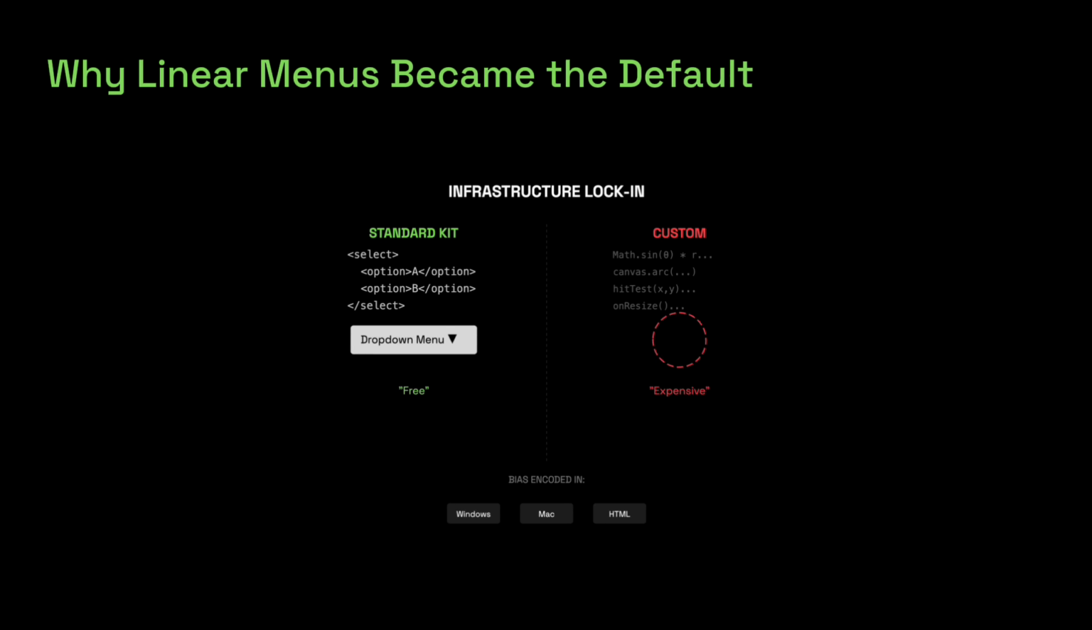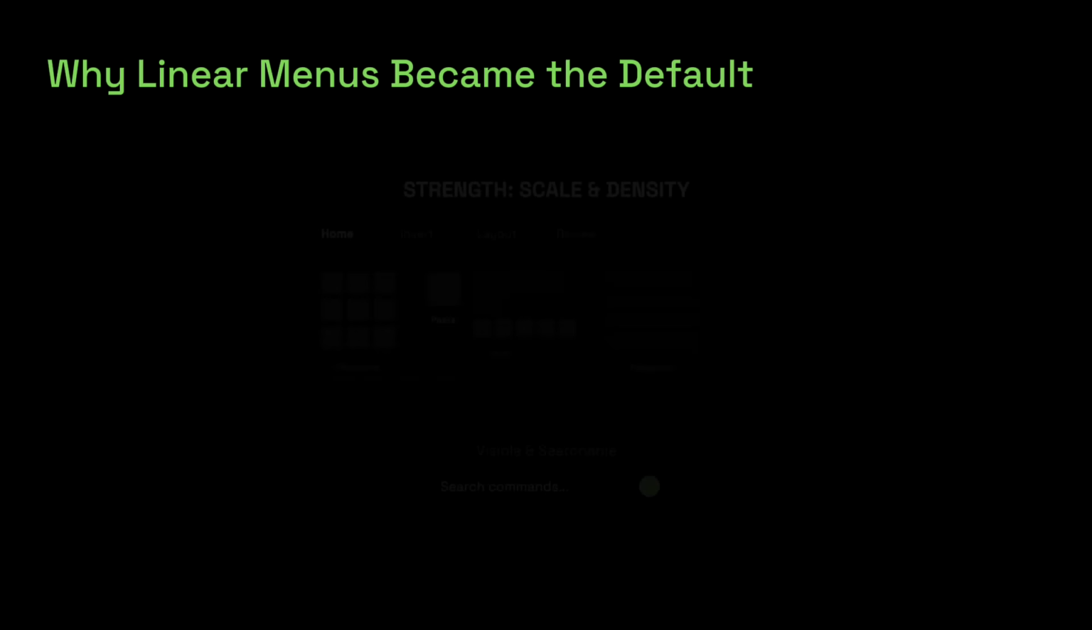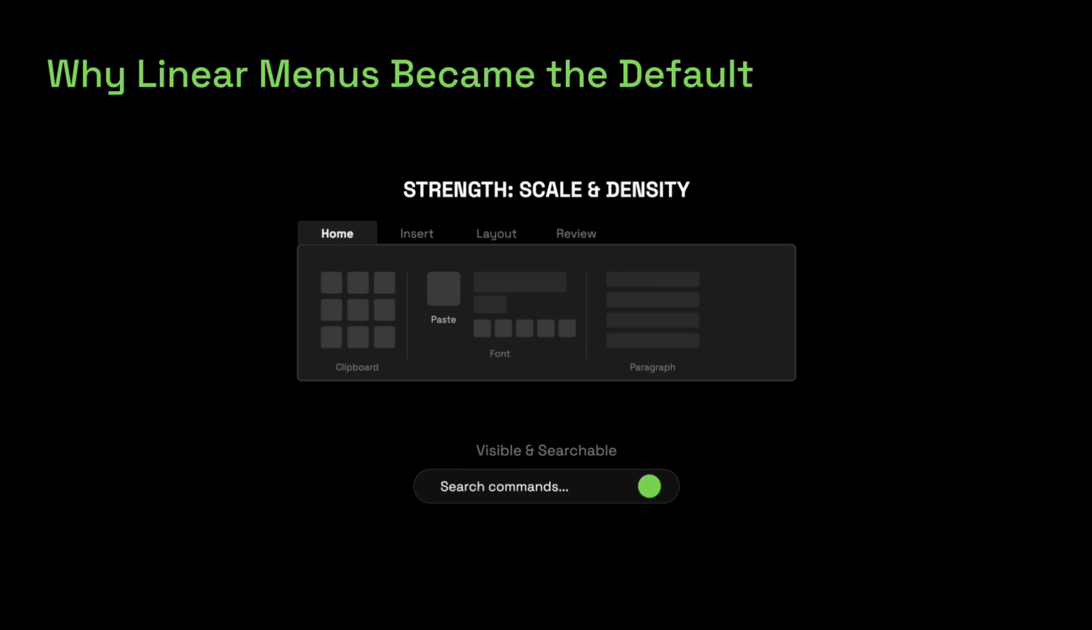As graphical systems matured, software frameworks, accessibility technologies, documentation practices, and training material all assumed linear menus as the norm. Once toolkits made lists trivial to implement, anything else became custom, fragile, and expensive. Windows menus, Mac menus, and HTML select elements all encode this bias directly into infrastructure. Once these assumptions were embedded, abandoning them became difficult.